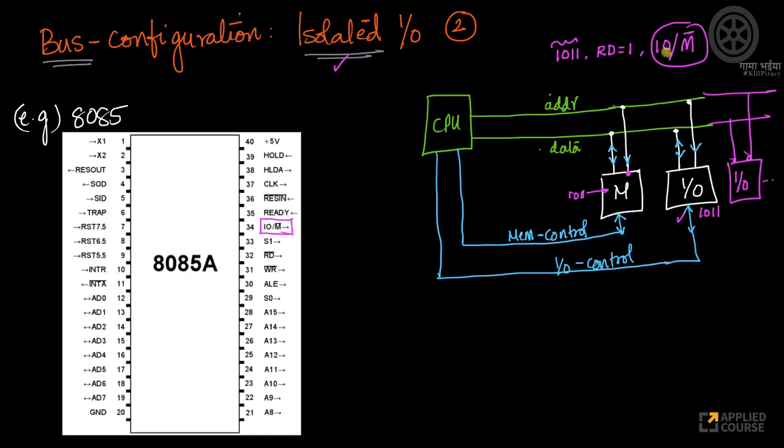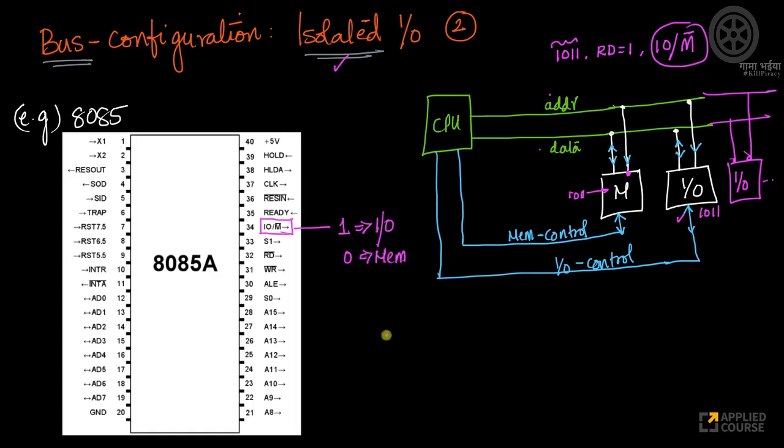If you look at the 8085 processor, you have this chip, you have this pin number 34, which says IO/M bar. So if this pin is set to 1, this implies that what I'm giving is an IO control signal. If this value is 0, that implies what I'm giving here is a memory signal.